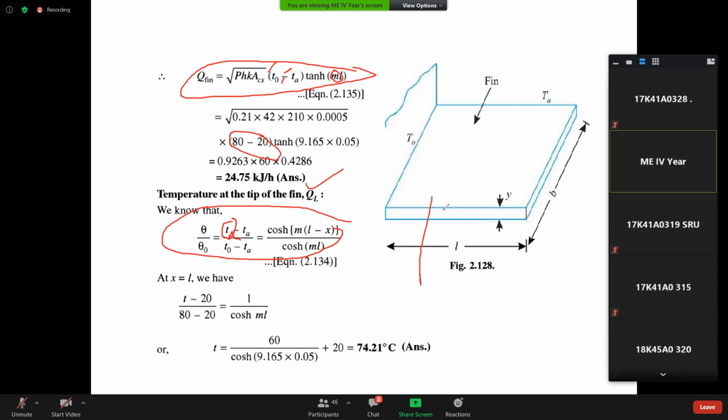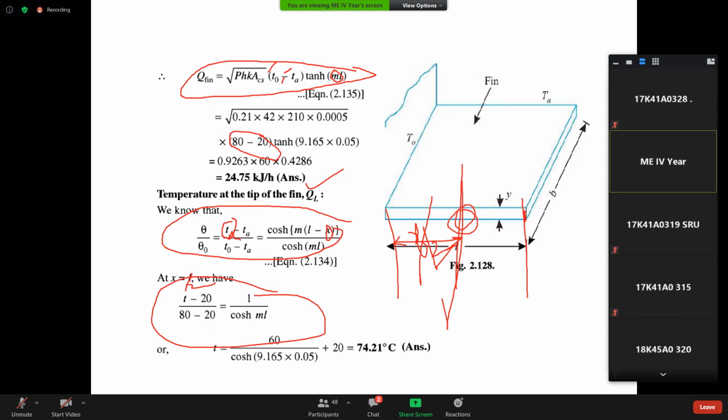At a particular distance, or at the mid plane, let us say at the mid plane, x is equal to L by 2. This total length is L, and here it is L by 2. At this point, he is asking you to calculate the temperature. At x equal to L, we get the temperature at this tip. The question asks for the tip temperature. But for example, if I want to calculate at the middle, at x equal to L by 2, then in place of x we substitute L by 2. That's all. At that particular point, you will get the temperature, because L is given. What is L? 0.05 meters.